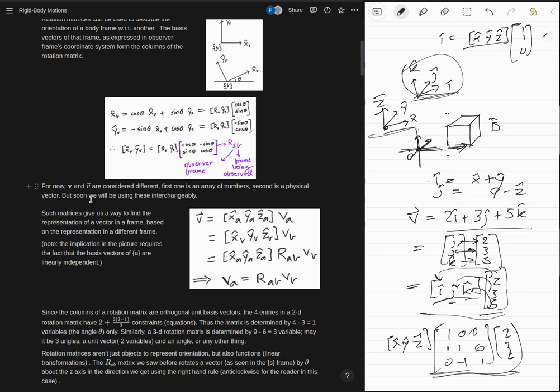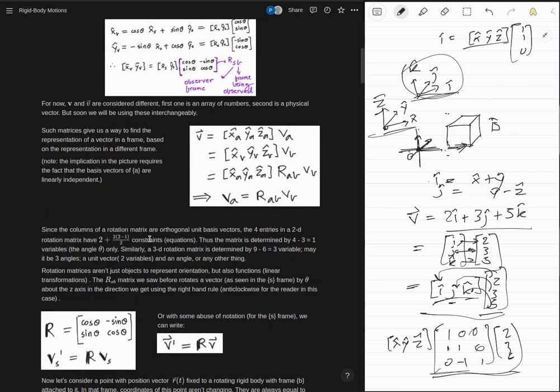So for this complete section, we are actually using the boldface v and the v vector as different things. The v vector is a physical concept, and boldface v is just an array of numbers, right? So as I said, first one is an array of numbers, second is a physical vector, but soon we'll be using this interchangeably because of course we are more familiar with the vector notation rather than this boldface notation that's mainly used for matrices. Such matrices give us a way to find the representation of a vector in a frame based on the representation in a different frame. So yeah, the exact same thing that I did over here.